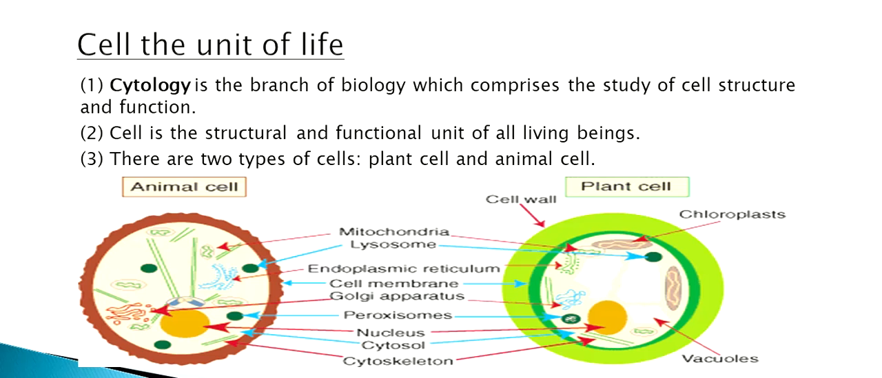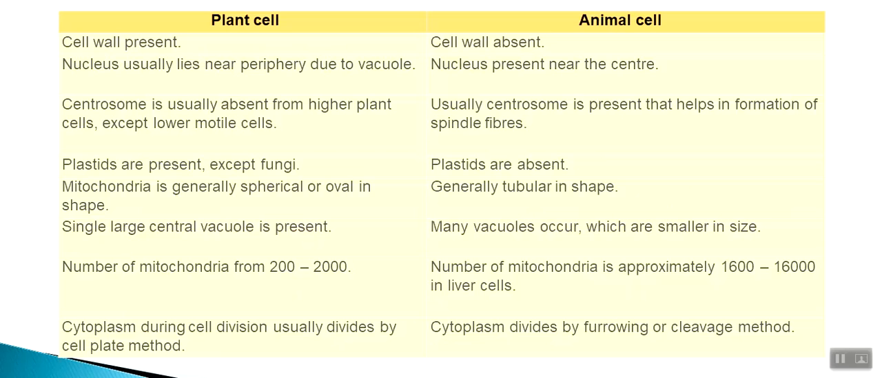In this tutorial, we will understand cell, the unit of life, and all important basic terms and definitions related to this. So, cytology is the branch of biology which comprises the study of cell structure and function. And cell is the structural and functional unit of all living beings. There are two types of cells, plant cells and animal cells. Let's understand plant cell now.